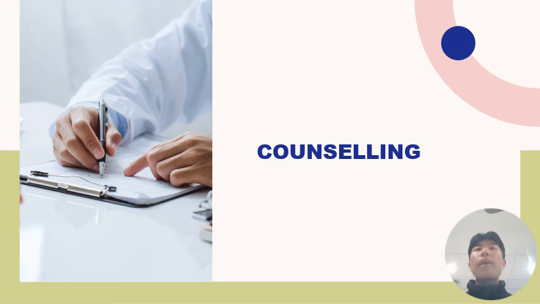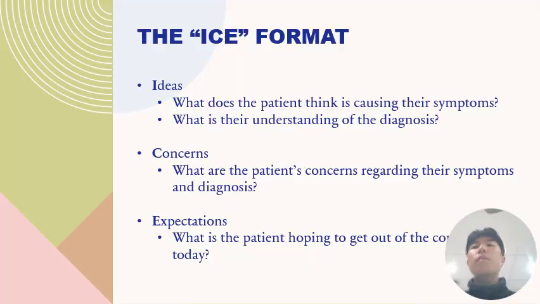Now, once you have taken the patient history, it is time to counsel the patients. I will introduce how to open up the counseling part. To open up the counseling, first use the ICE format. I means ideas, which you can ask for the understanding of the patients, and C means concerns, which you can ask about the patient's specific concerns. Last, E means expectations. You can find out what the patient hopes to get from the consultation.